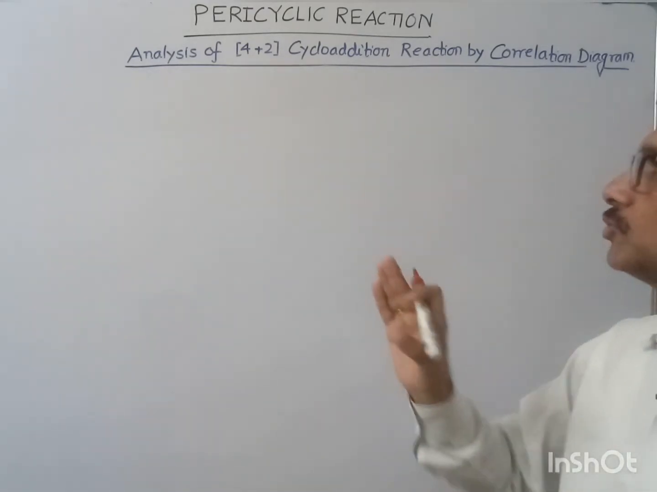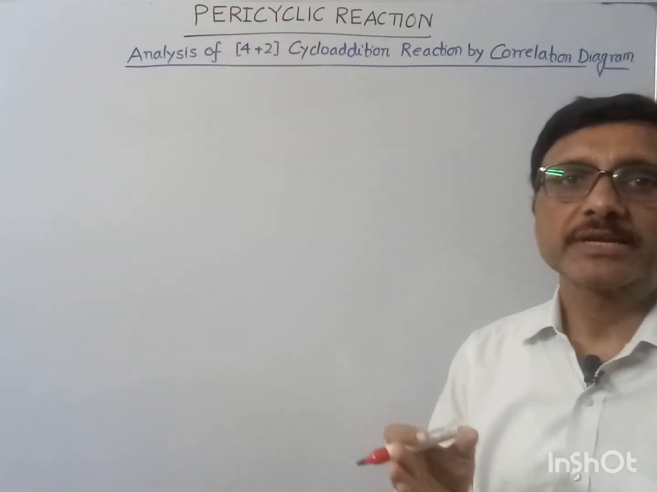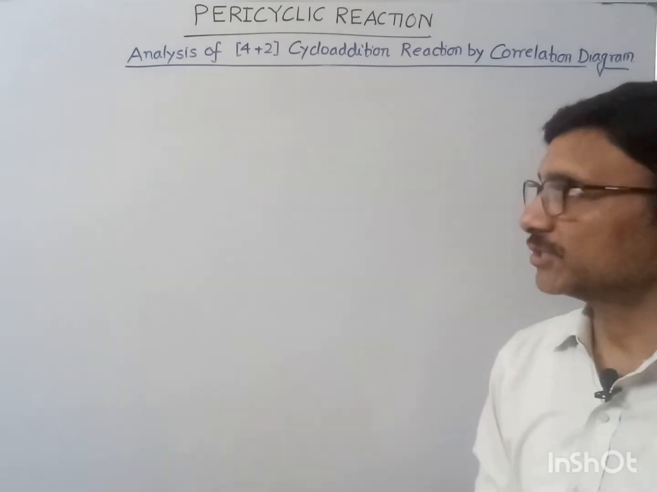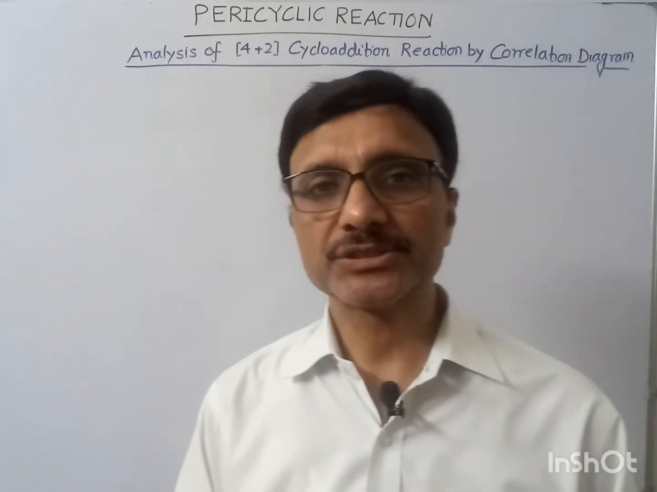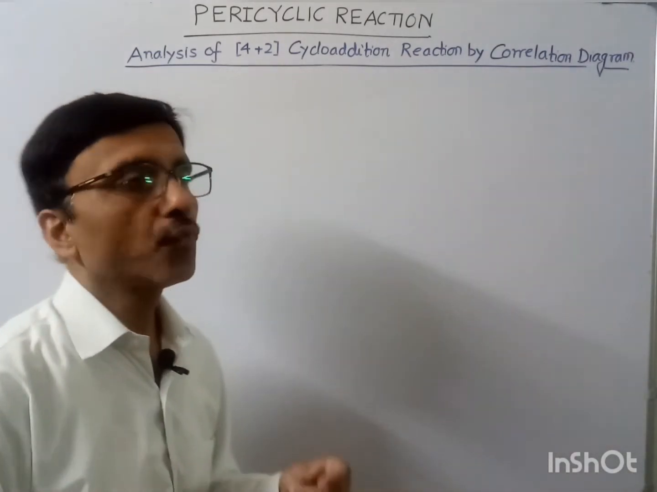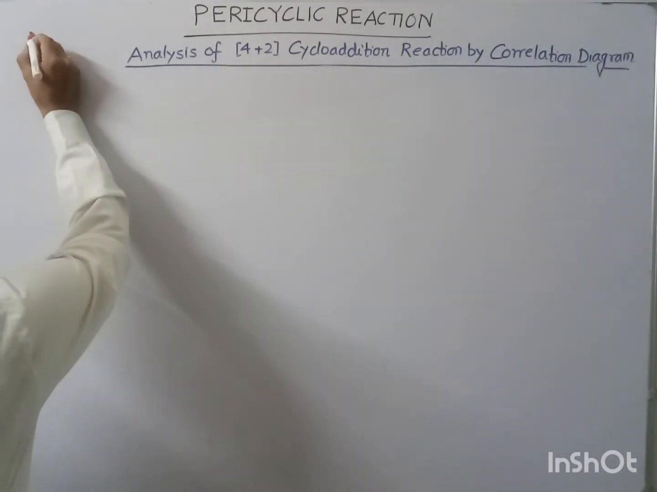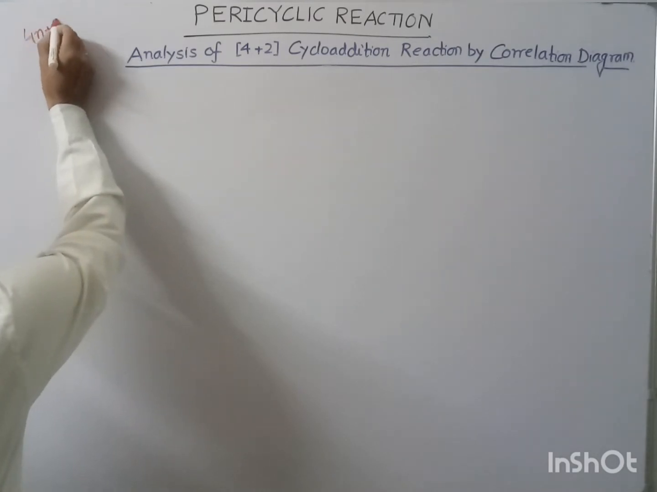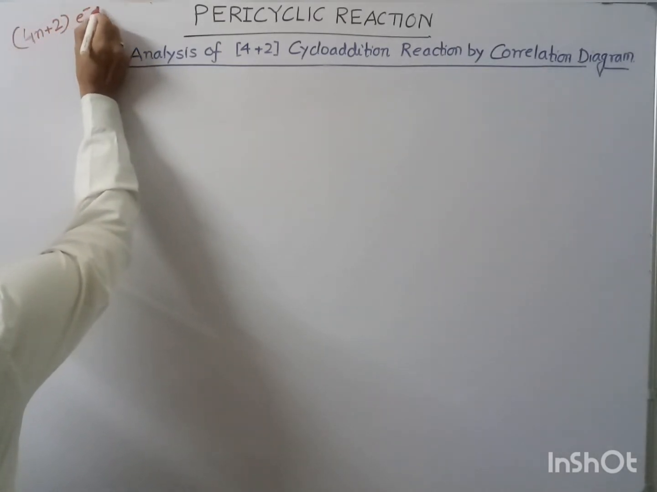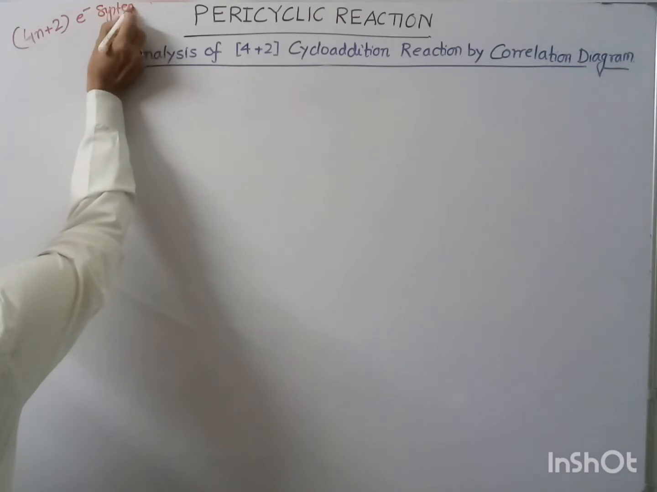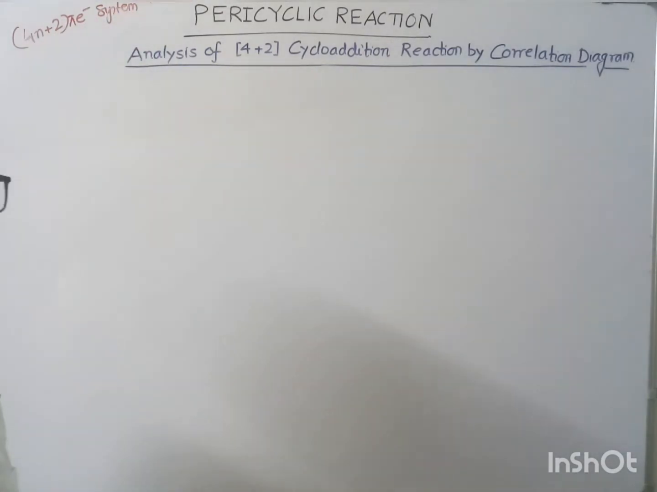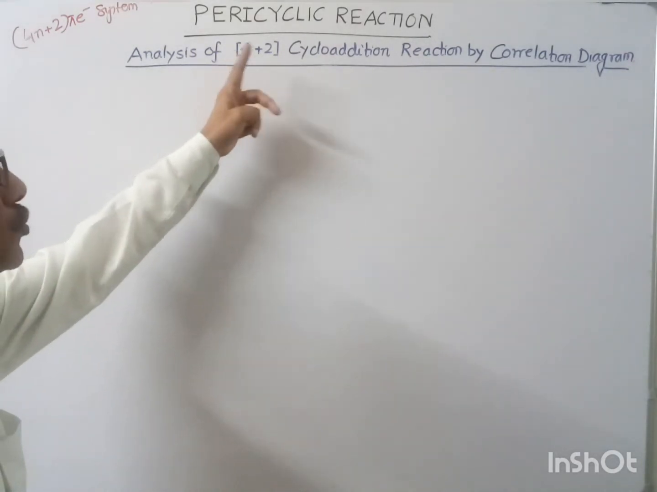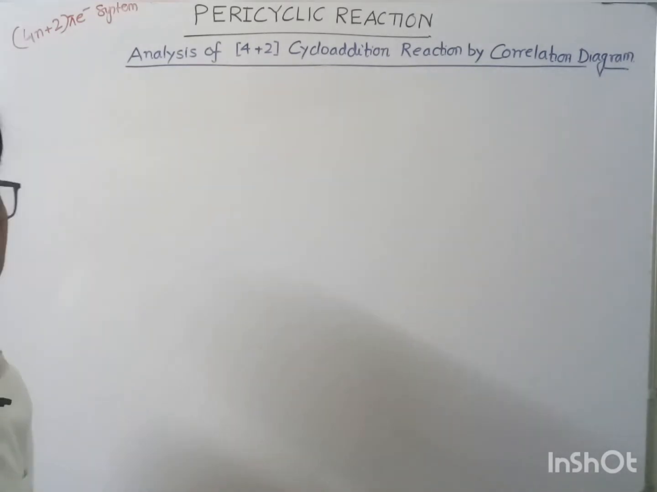So that 2+2 cycloaddition reaction was an example of a 4n electron system. And now this 4+2 cycloaddition reaction is an example of 4n plus 2 electron system, or we may say that this is an example of 4n plus 2 pi electron system. Now, the simplest example for this 4+2 cycloaddition reaction is the Diels-Alder reaction.